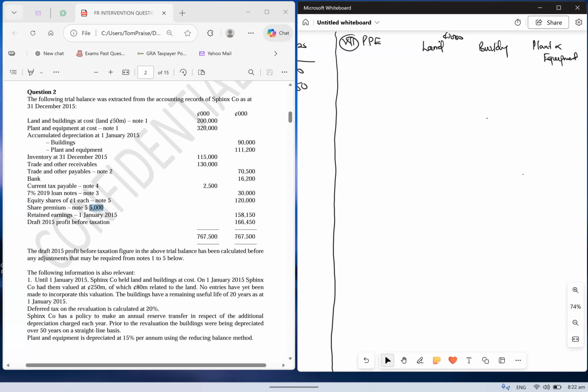If you check the beginning, our balance brought down for land. So let's say the cost. We are told that this is 200, but land is 50 inside it. There's already 00s at the top, so we have to record this like this. Then this one will be the 150. Then this one is 320 equipment. And we've been given accumulated depreciation for them.